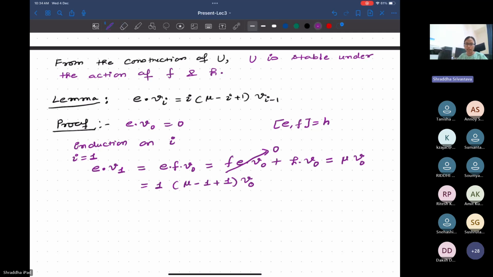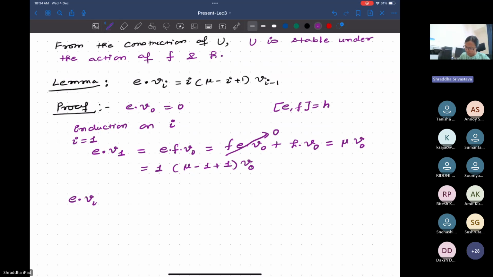Okay, so now we can do it inductively. Suppose you know how to do this for i minus 1. Let us prove it for i. So E dot vi. The idea is that vi is defined in terms of v(i-1): vi is precisely f applied to v(i-1). Then again you do the commutator business, so you get f E v(i-1) plus h v(i-1). And from the induction hypothesis, you can write E times v(i-1).